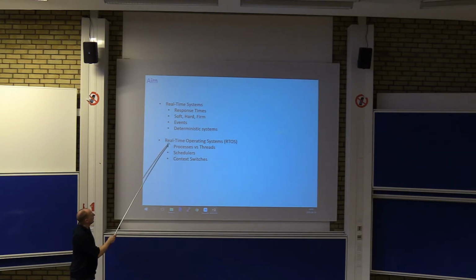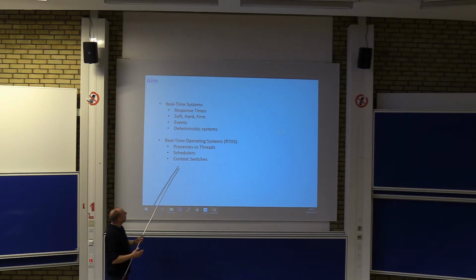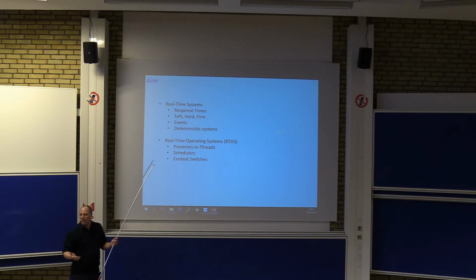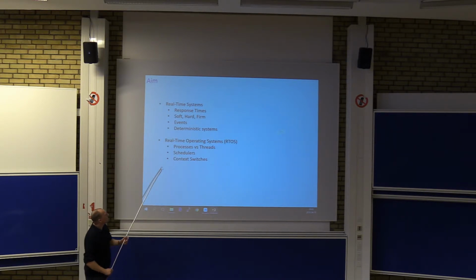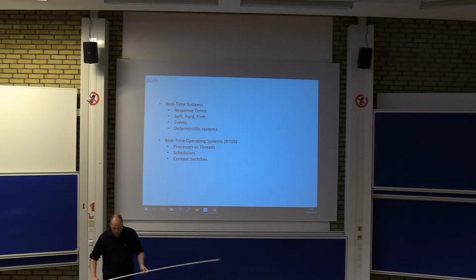And then after that, we will switch over to real-time operating systems, which is a special type of operating system that is used to implement embedded or real-time systems. They are typically simpler than normal operating systems, but on the other hand, they can give better guarantees on the timing, for example. So we will talk about processes and threads, schedulers, and context switches.